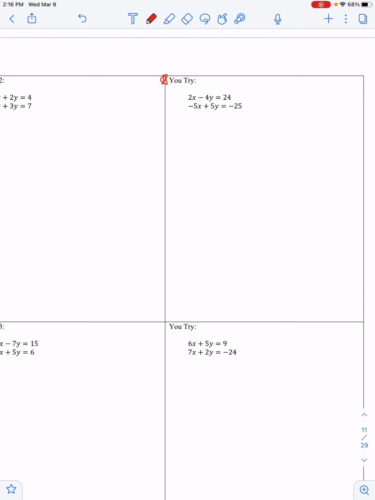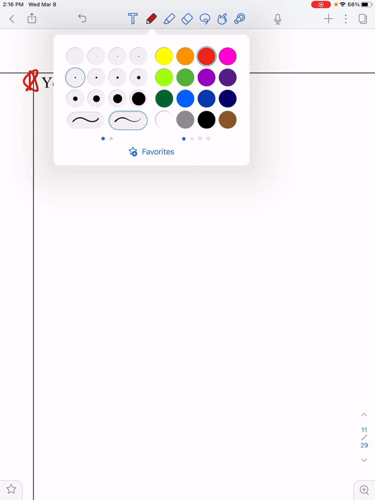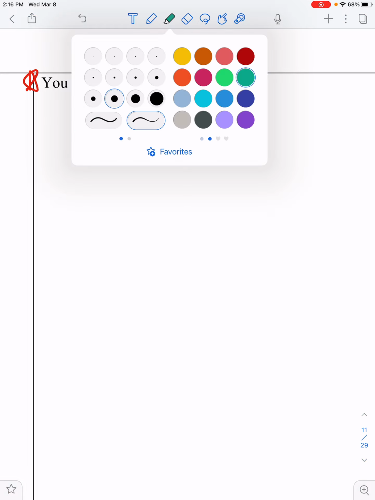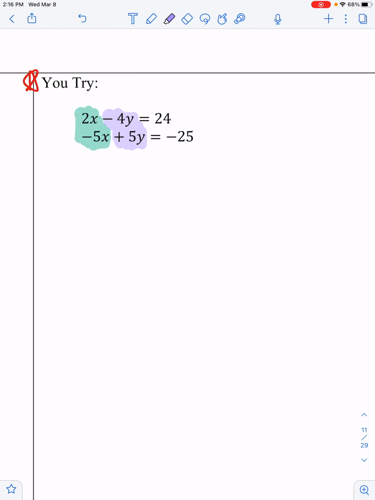Alright, so this first problem is 2x minus 4y equals 24, and negative 5x plus 5y is negative 25. We need to keep in mind that when we want to use elimination, what we need are opposite coefficients. If you take a look at our x variables, we do not have opposite coefficients, and if you take a look at our y variables, we also do not have opposite coefficients. So we're going to have to make them ourselves.